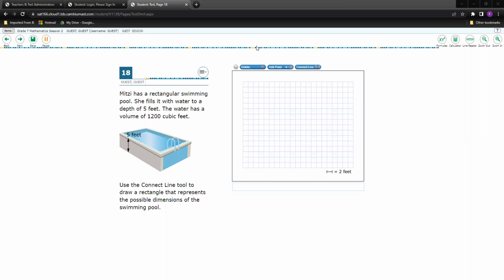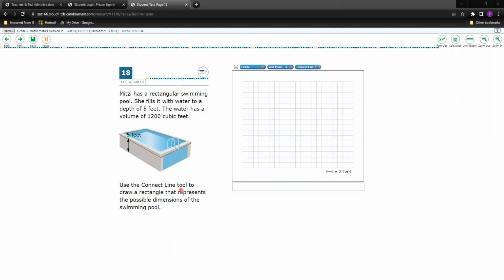Okay, so here we have a rectangular swimming pool, so that's the shape of the base, and Mitzi fills it with water to a depth of 5 feet. Such water has a volume of 1,200 cubic feet. So now we need to draw, but first we need to find out the dimensions of said rectangle.